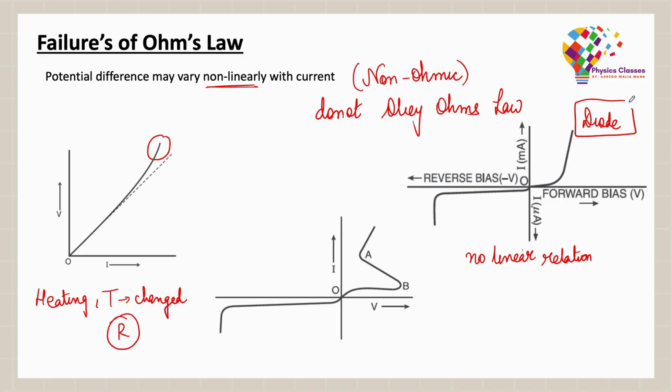This one here at the bottom is the graph of a thyristor. Again, it's a non-ohmic device because the graph is not linear. V and I are not proportional to each other; they do not have a linear relationship. So there are devices that do not obey Ohm's law, or devices for which V and I are not linear.